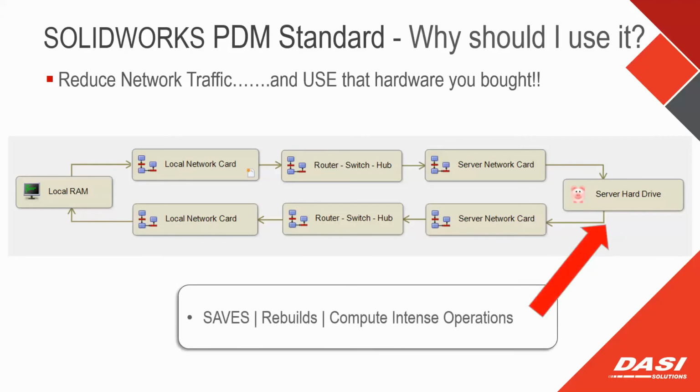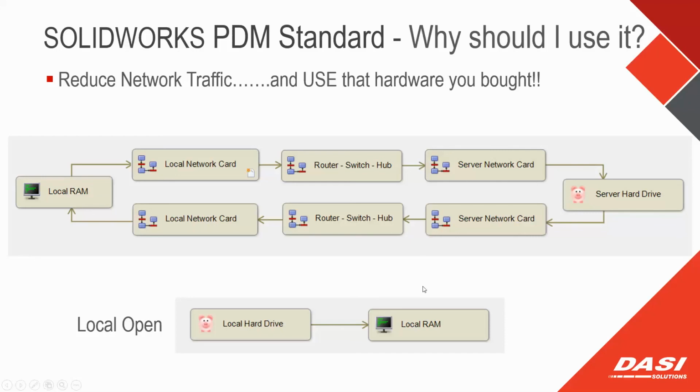When you use SolidWorks PDM, we basically get rid of these operations. It copies the files to your local hard drive, and from there it goes from RAM to hard drive to RAM to hard drive. When you hit save, it saves it local. Only upon check-in will it then do the quick copy operation to the server. That's the extent of the network traffic.